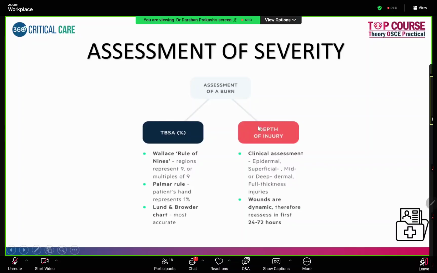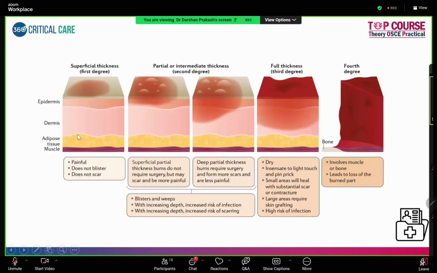The other way you can do is by the depth of injury, whether superficially it is present, that is the epidermal layer, or involvement of the dermis, or a full thickness burn. To understand it better, firstly we will talk about how the depth of wound is taken as the classification tool. If the depth of burns is taken into consideration, it depends on the involvement of the layers of the skin, starting from the epidermis, dermis, adipose tissue, muscle, and up to the bone.